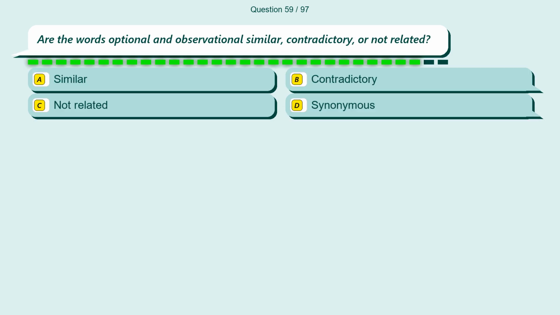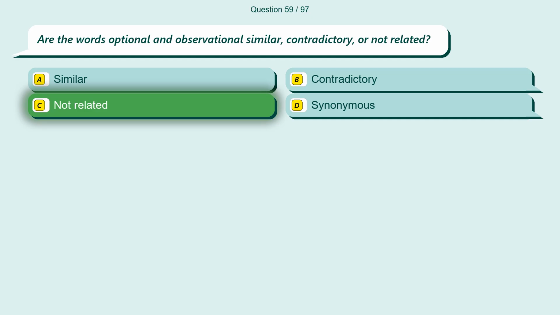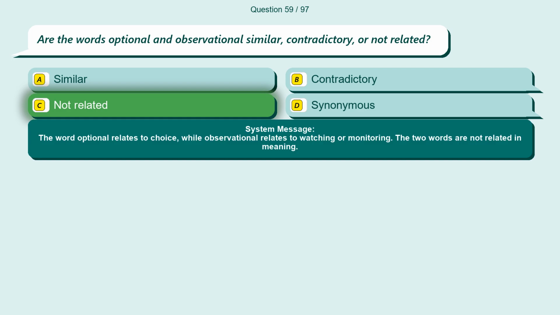Question 59. Are the words optional and observational similar, contradictory, or not related? Option A, similar. Option B, contradictory. Option C, not related. Option D, synonymous. The correct answer is option C, not related. The word optional relates to choice, while observational relates to watching or monitoring. The two words are not related in meaning.